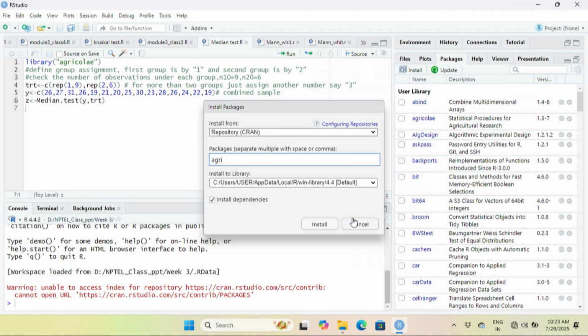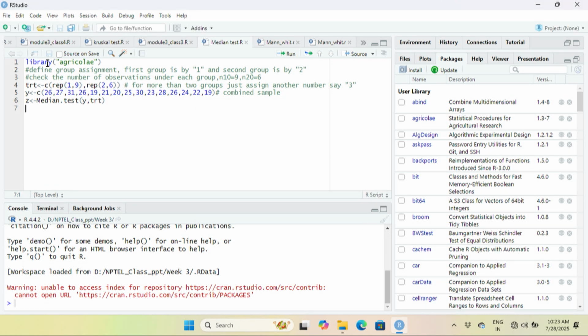But in my system, I have already downloaded this specific package. So what will we write? Library. That means I need to recall that package from my own built-in library. Library, in quotes, Agricolae. So run it.